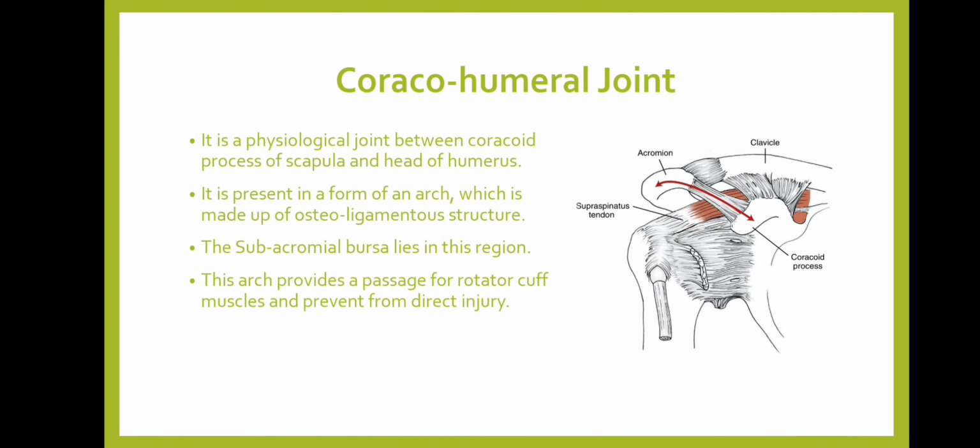Last but not the least, Coraco-humeral joint. It is a physiological joint present between coracoid process of scapula and head of the humerus. It is present in the form of an arc which is made up of osteoligamentous structure. The subacromial bursa lies in this region. This arc provides a passage for rotator cuff muscles and prevents them from direct injury.